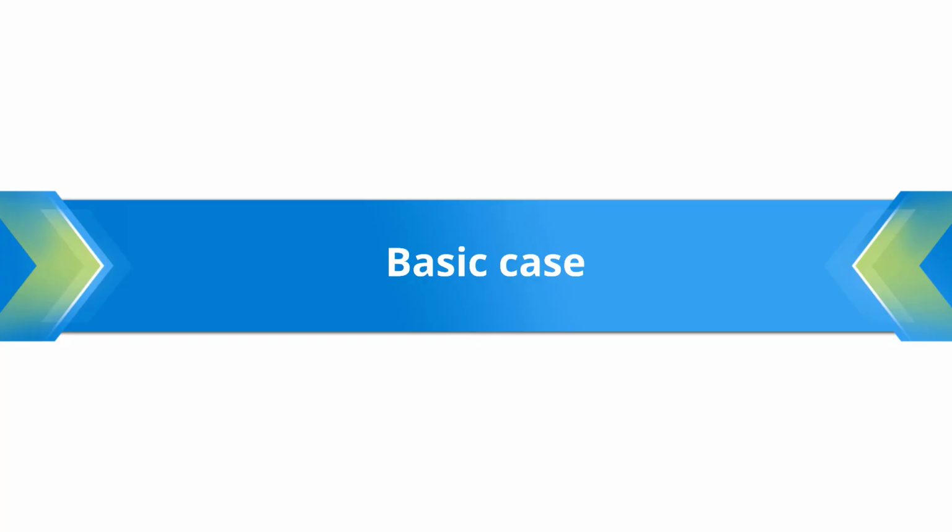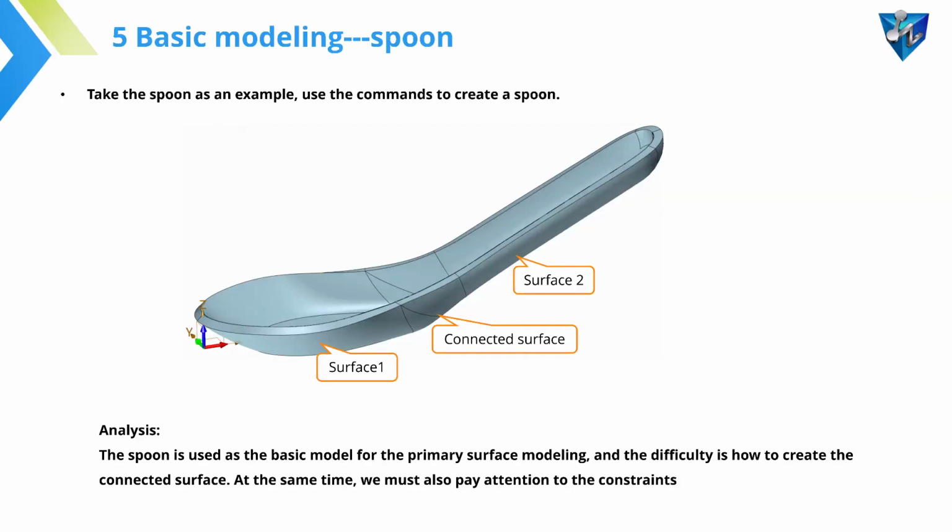After I introduced all the commands of surface modeling, in this part I will base on these theories and commands to create a spoon. Firstly, we need to check the shape. In this case, this is a symmetrical shape. We only need to create half of this shape.